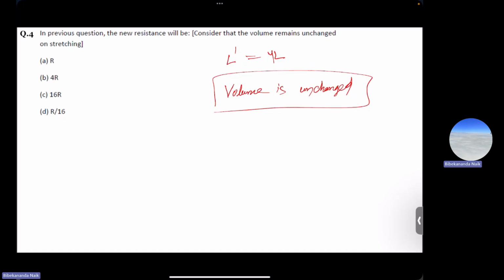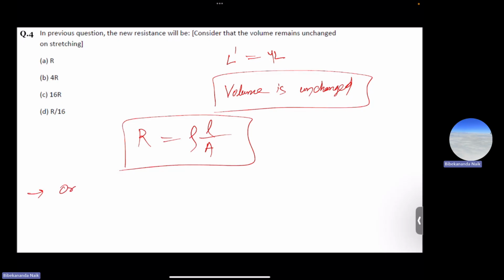So if we solve this question, the expression for resistance is given by R equals rho L by A. Now we need to see what are the changes that occur when we are stretching the wire to 4 times its length. So on stretching the wire, L prime becomes 4L.